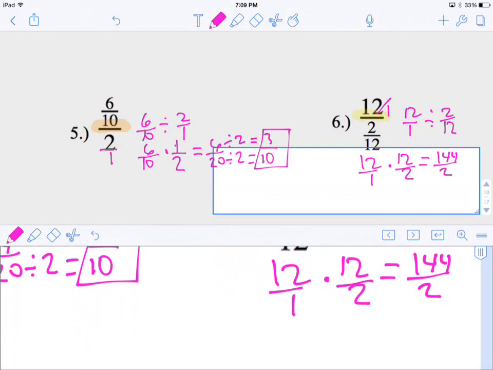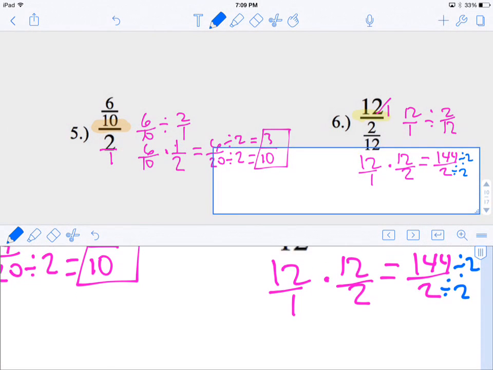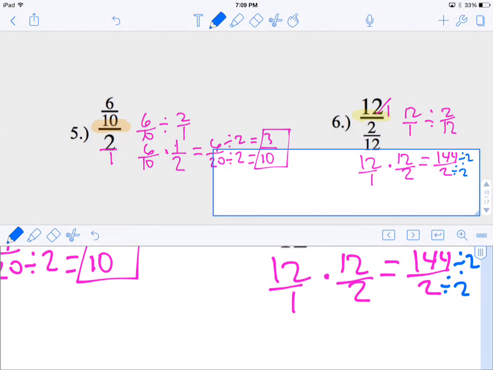And 144 divided by 2, we got to simplify this by 2. Divided by 2, divided by 2. 144 divided by 2. Do I need to do long division for this? It is, what is that, 72? So it's 72. 2 divided by 2 is 1.